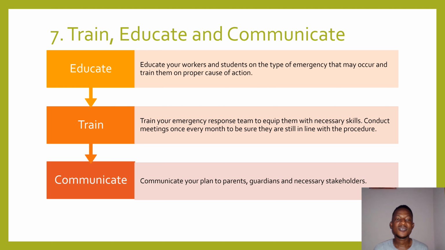So the seventh step is you need to train, educate, and communicate. All you've been doing from step 1 to 6, if you do not train, if you do not educate, if you do not communicate, then it won't be successful. Your emergency response plan won't work. Okay, so you need to educate your workers and students on the types of emergencies within your school environment, and the actions you will put in place for them to follow. Because if you don't educate them, they won't know.